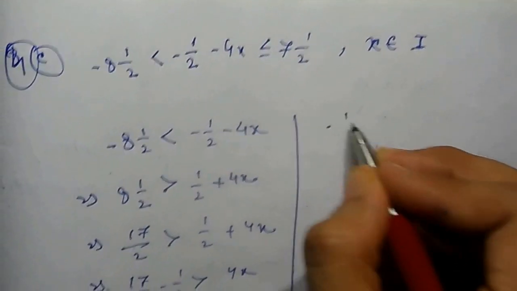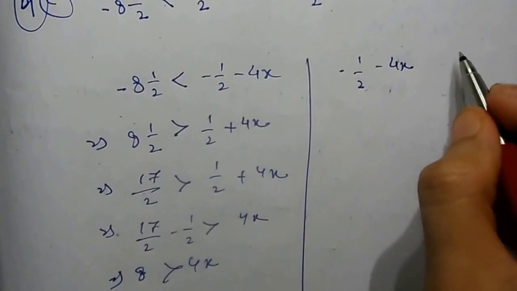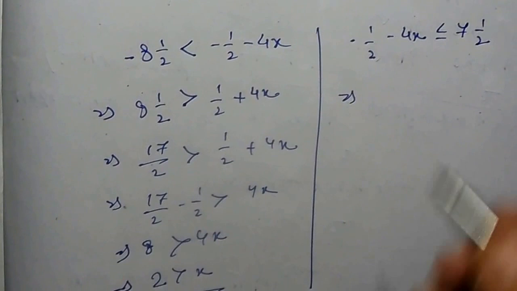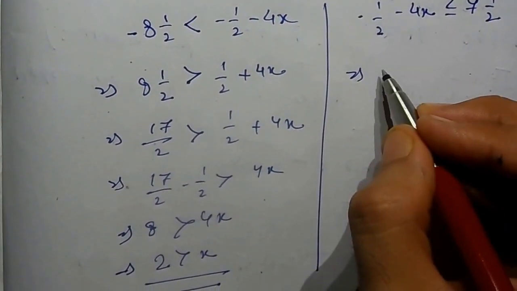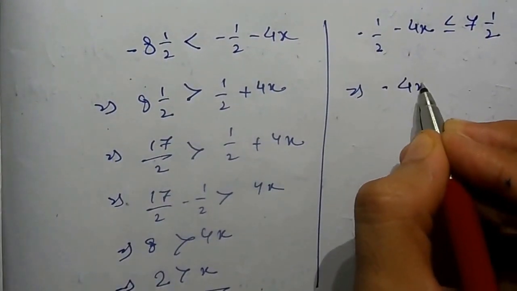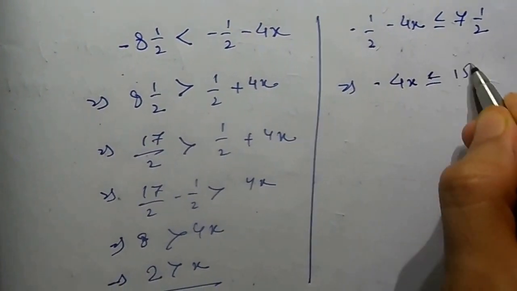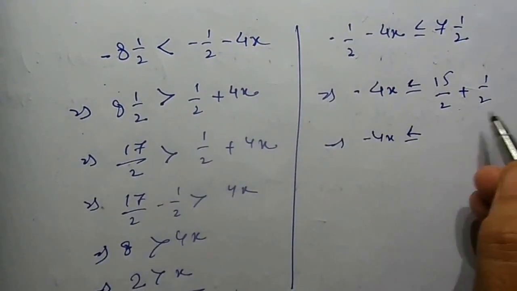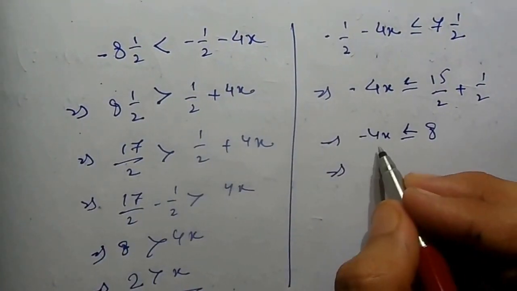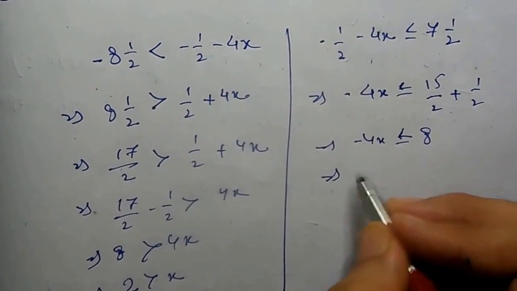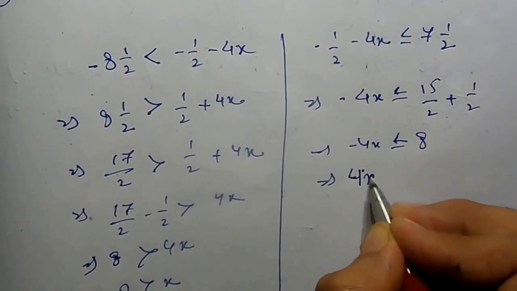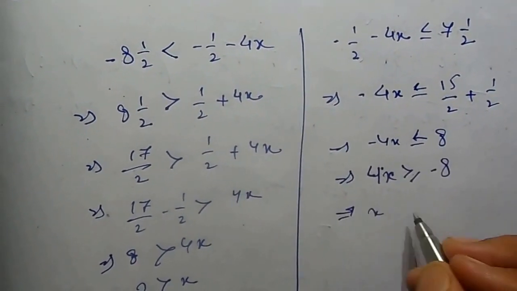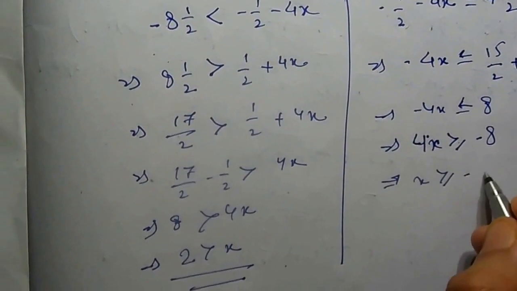Solving the second part, minus half minus 4x is less than or equal to 7 half. Solving this, we have to change signs, so let's do that later. Minus 4x. This is 15 by 2 plus half minus 4x. How much is this? 16 by 2, 8, sorry. And changing the signs again, we get 4x is more than or equal to minus 8. So x will be more than or equal to minus 2.